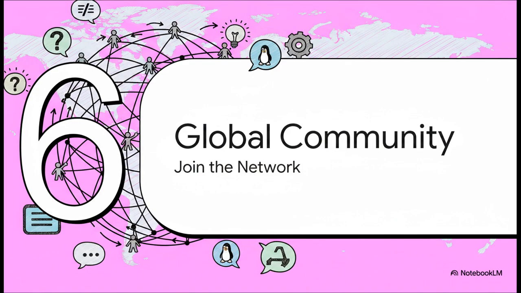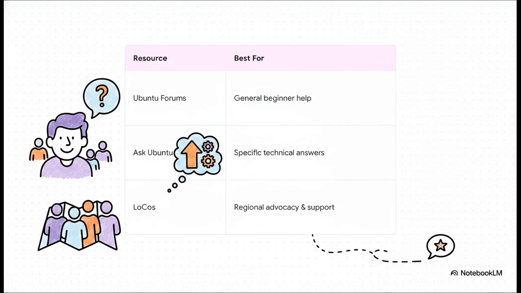Finally, Section 6, Joining the Global Community. Let's move to and see how this builds your ultimate support network, because there are different resources tailored for exactly what you might need. The Ubuntu forums are your best bet for general help and beginner issues. Ask Ubuntu? That's fantastic for finding highly upvoted, very specific technical answers. And Locos, or local communities, are absolutely perfect for in-person regional advocacy and support. Remember, to use Linux is to become part of a huge global community that's ready to help.